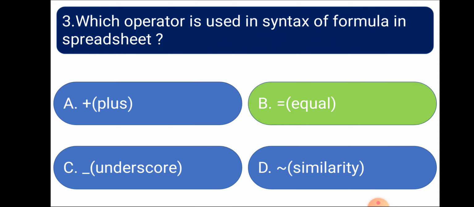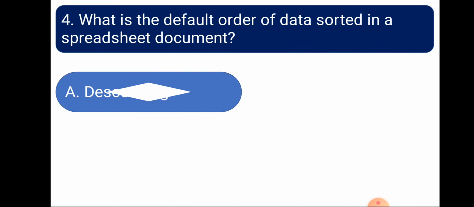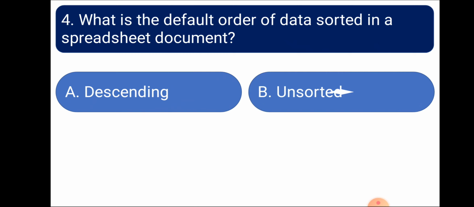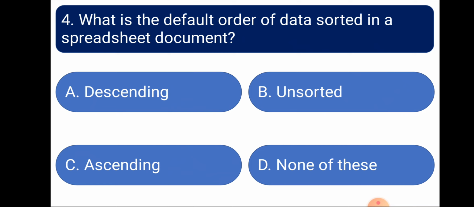Next question number 4. What is the default order of data sorted in a spreadsheet document? Option A descending order, option B unsorted, option C ascending order, and option D none of these. So correct answer is ascending order.